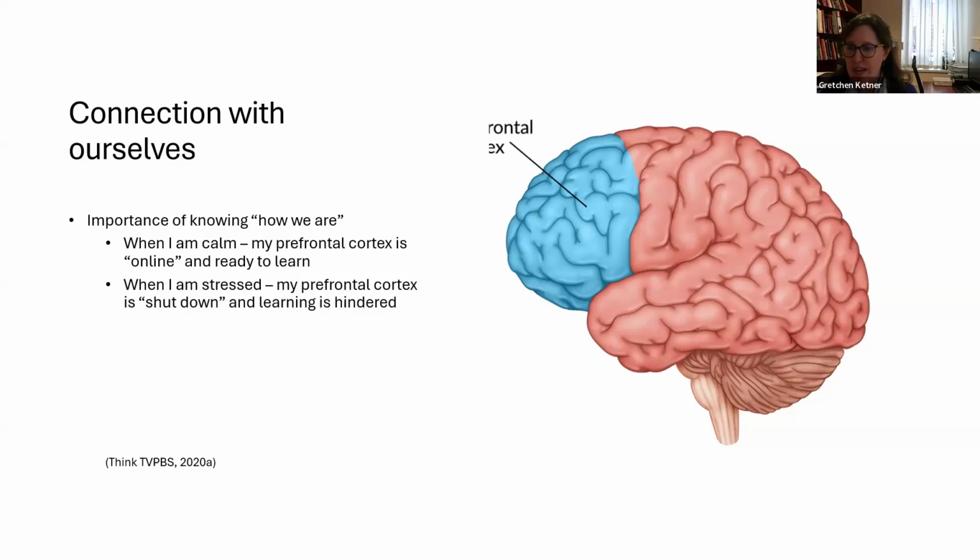So when the brain is calm and at rest, it's at its full capacity to think and to problem solve. When I'm calm, my prefrontal cortex is online, we could say, and ready to learn. But when I'm stressed, my prefrontal cortex is in effect shut down and learning is hindered. So if something very stressful is happening, all the brain's energy and focus moves to different areas. If it's something very threatening and potentially traumatic, the brain stem is taking up all the focus in survival mode and that fight or flight response. The prefrontal cortex is not really fully operational.